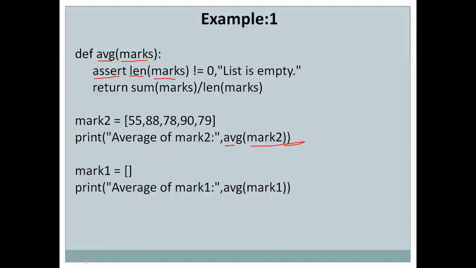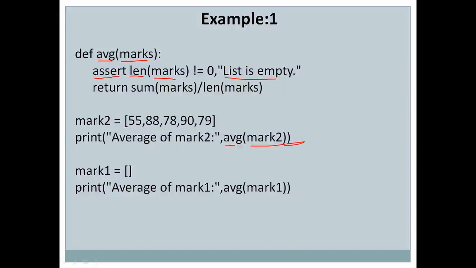then the program proceeds as usual. But if this condition is false, the condition here, or the expression, is length of marks not equal to 0. If this expression is true, then the following code after the assert statement will be executed. Otherwise, if this statement is false, it will raise an exception, that is assert exception, and it will display an error message as well, that is list is empty.